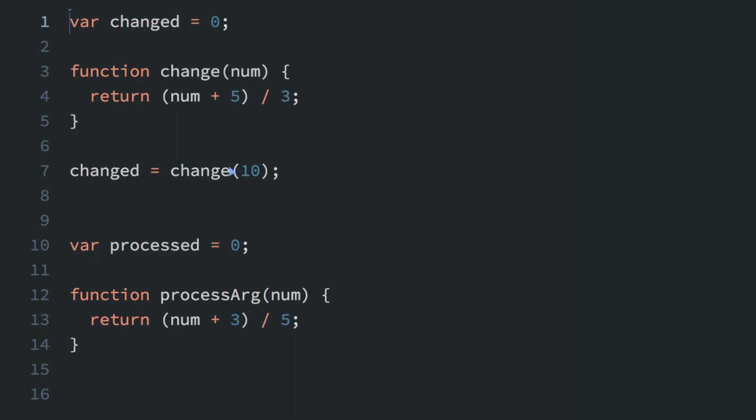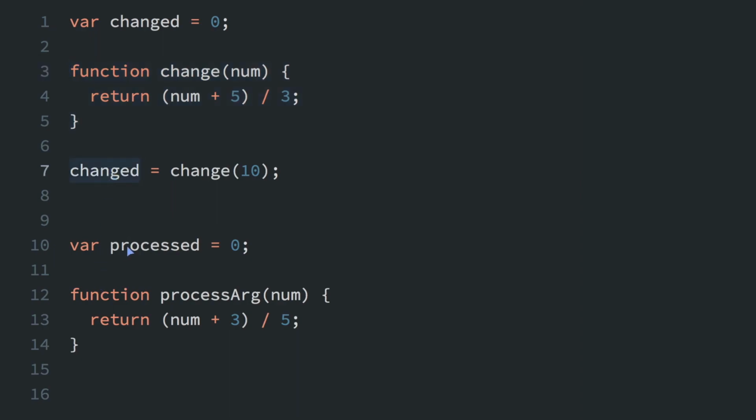It's simple to assign a returned value to a variable. See right here, we have the function change, and you pass it a number, and it's going to return the result of this mathematical expression. So when we call the function change and pass in the 10, the value that is returned from this function is going to be stored in this variable here.